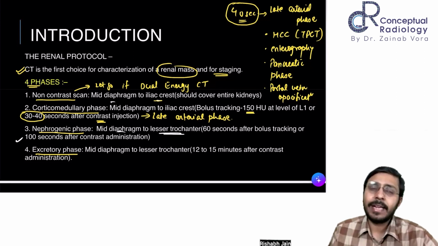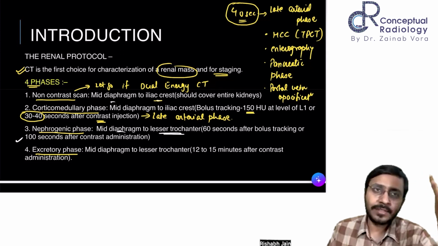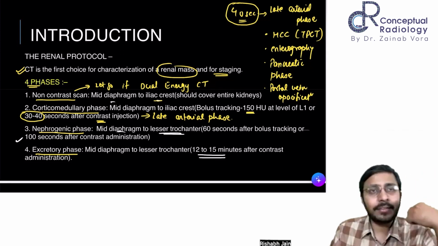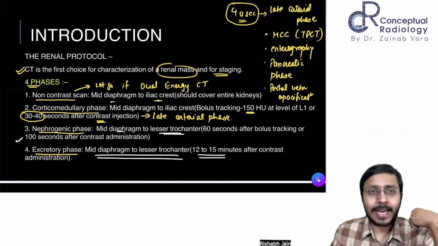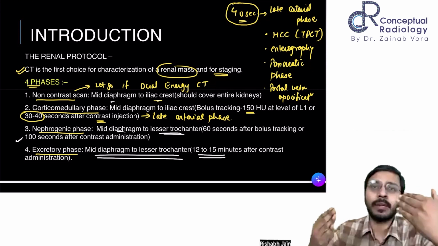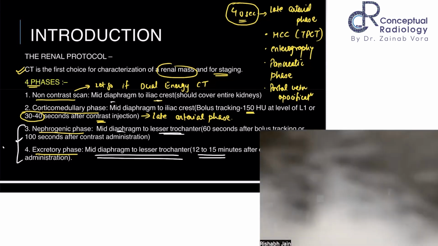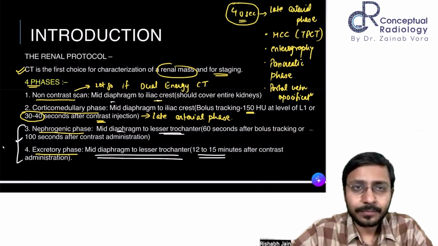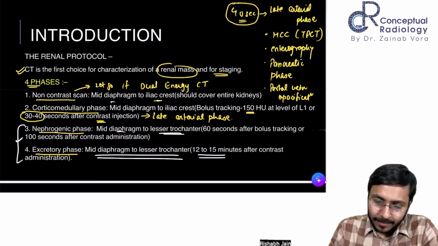And then finally, we take an excretory phase in which there is opacification of the pelvicalyceal system and the ureters. This is taken at around 12 to 15 minutes after contrast injection. And again, this is a whole abdomen scan because we want to image the kidneys, ureters, and the bladder. So all these will be your whole abdomen scan.